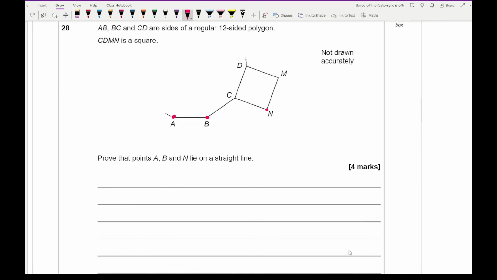Now, if A, B, N is on a straight line, well, we know AB is a straight line, but we need to then work out BN. So then the angle of ABN is going to equal 180 degrees. So let's go about trying to work out what angle that is going to be.